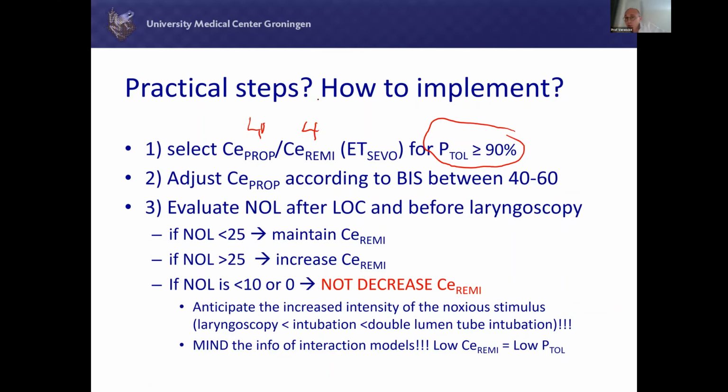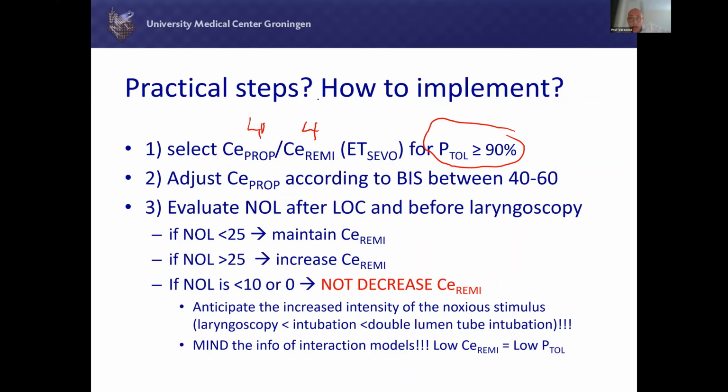Then when the patient loses consciousness, I look at my BIS and I evaluate the sensitivity of my patient, and I adjust my propofol accordingly, so as to aim for a BIS between 40 and 60. In general, that needs only one step adjustment. And simultaneously, I look at the NOL. If the NOL is low, below 25, I leave my remifentanil at my target for the PTOL 90%. However, if the NOL remains high, it's indicating that there's still a lot of stressful condition in the human body, and I increase my remifentanil before I do laryngoscopy.